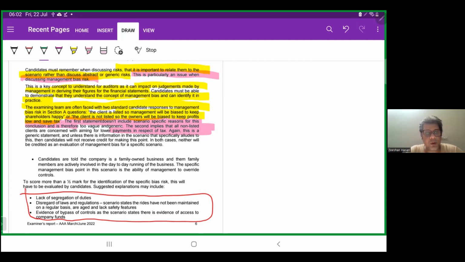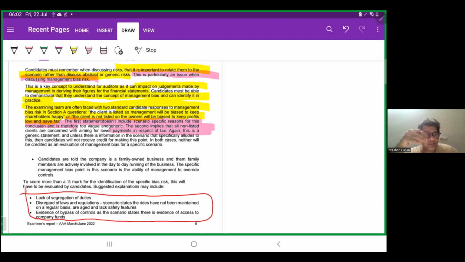This is a key concept to understand for auditors, as it can impact on judgments made by management in deriving their figures for the financial statements. Candidates must be able to demonstrate that they understand the concept of management bias and can identify it in practice. The examination team are often faced with two standard candidate responses to management bias risk in Section A questions.